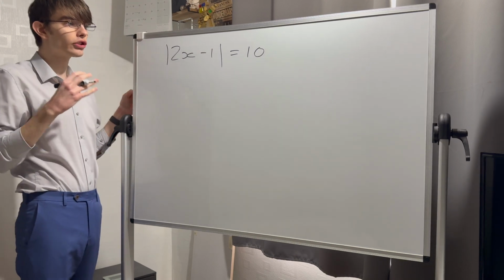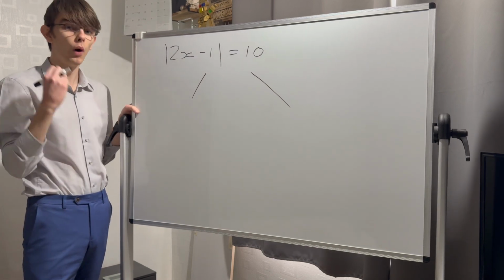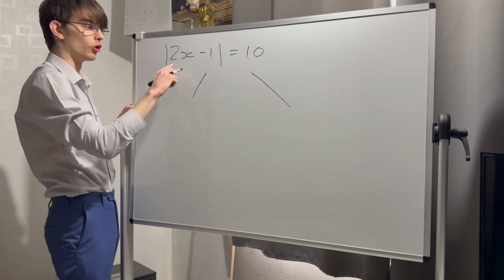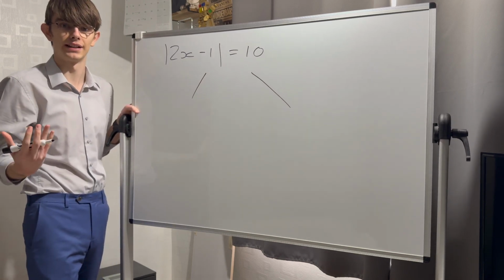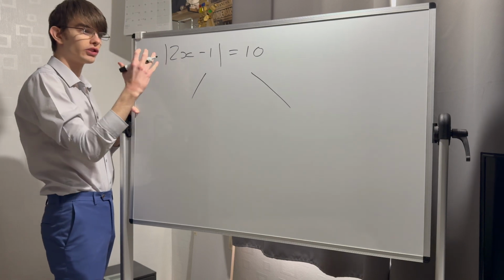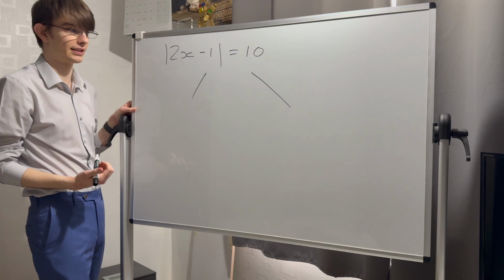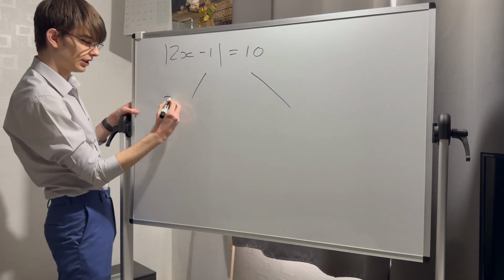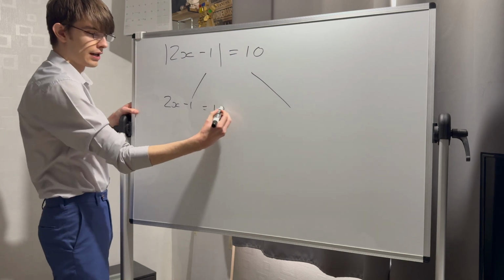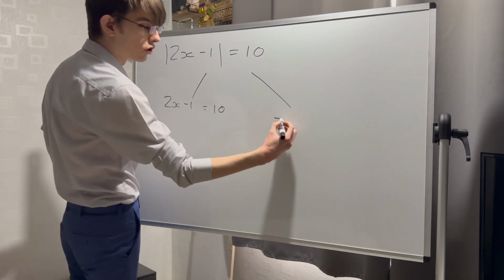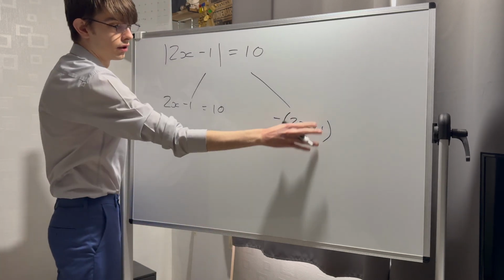So in order to solve it, we need to solve these things twice. Once we need to solve them assuming this thing is positive, and once assuming that it's not, that it's negative. So in order to solve something like this, we take whatever is in the modulus and we write it out twice. Once with it being positive, so just 2x minus 1, and once where we take the entire thing to be negative.